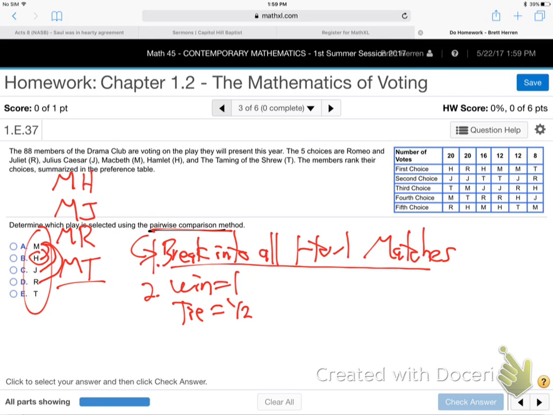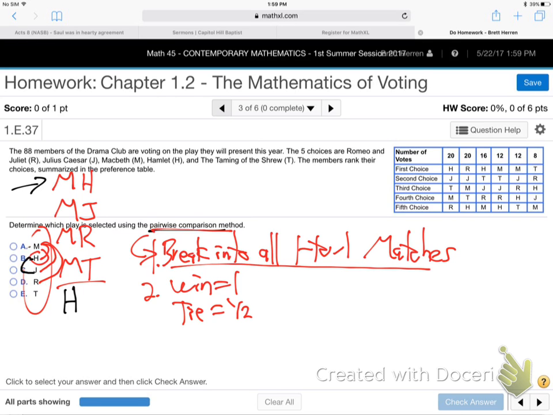Next, I'm going to start with H and go down the list. Why don't I need to go back up to M? No. HM I don't need. I've already got that up here. M already played H. That ball game's over. So you don't need to go back up the list. You just always go down.